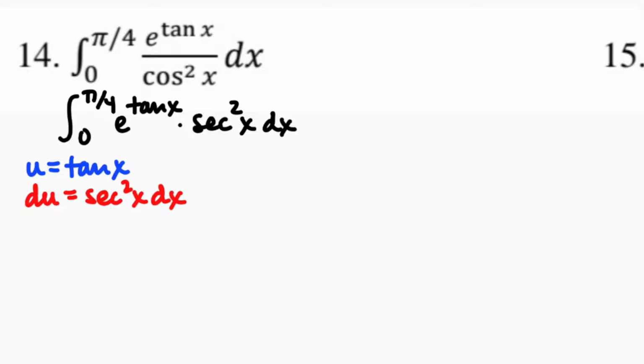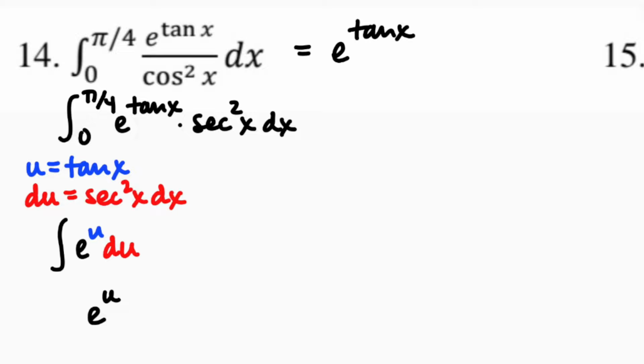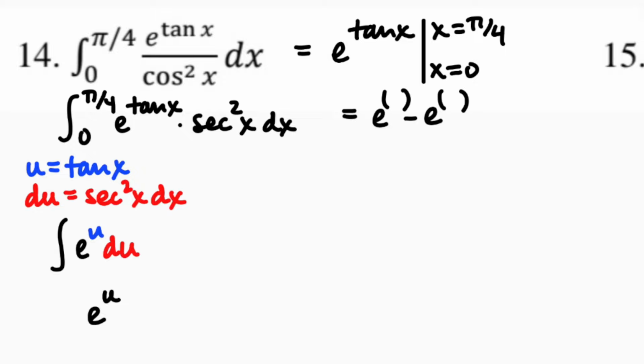Okay, so I'm ready to anti-differentiate. I can say, all right, I'm going to anti-differentiate e to the u with respect to u. This is great, e to the u. So the antiderivative I'm looking for is e to the tangent x, as x goes from 0 to pi over 4. And so I'm going to have e to the something minus e to the something else. And so I need to think about tangent of pi over 4 and tangent of 0.